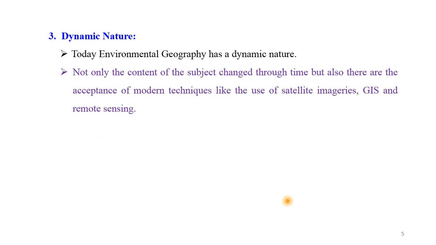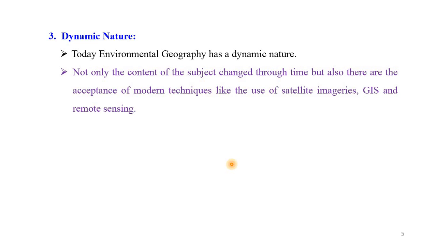Then the third point is dynamic nature. It means the nature of environmental geography is dynamic. Today, environmental geography has a dynamic nature. In the initial time, the topics or content of the subject were very limited. But now you will observe that most of the topics which were studied during the last few decades in this subject are replaced by new topics.